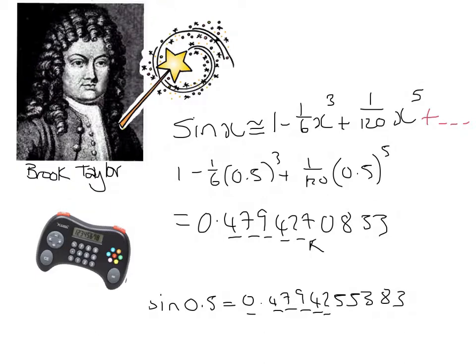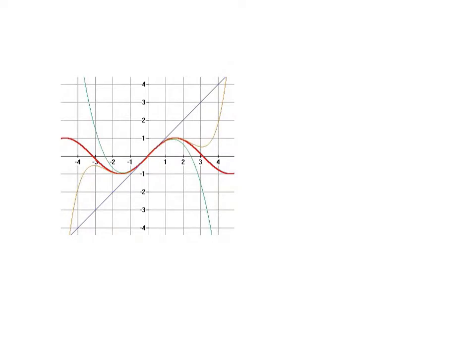Let's have a look at the graph of these things that Brooke Taylor has been providing us with and see what's going on here. So these are the graphs that Taylor was giving us. First of all, the red one is sine x. That's the true sine x graph. Then the first one that he gave us to start off with was just y equals x. And you can see that actually, given that we're doing sine of 0.5, they're pretty good approximation for that value there. Obviously, if I'd been choosing anything after 0.5, it wouldn't have been very good at all. But for 0.5, that worked out fine.